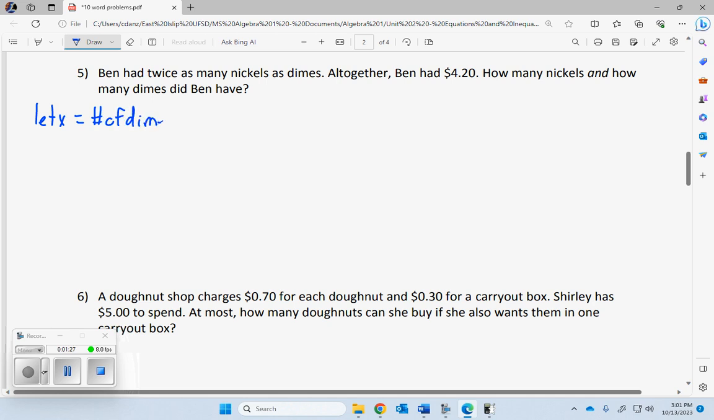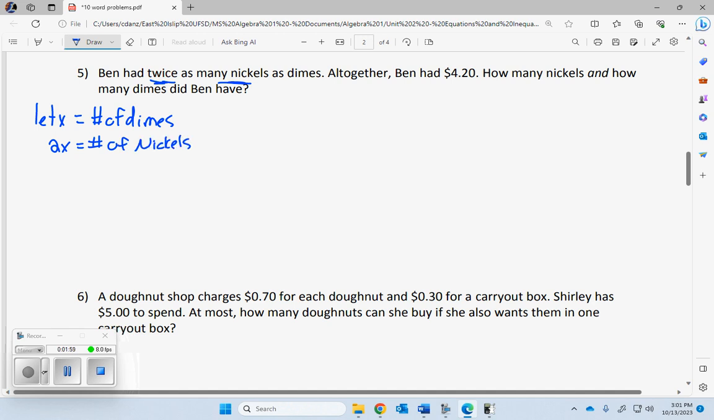Notice how I don't say just let x equal dimes. I'm very specific, saying that it is the number of dimes. That helps me in the end after I solve the equation. If I get a decimal answer, I know I'm wrong because I can't have a decimal number of dimes. So that's why I like my let statements to be specific. The nickels, he has twice as many nickels as dimes, so that would be a 2x for the number of nickels.